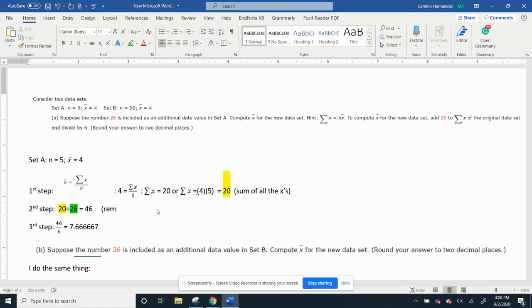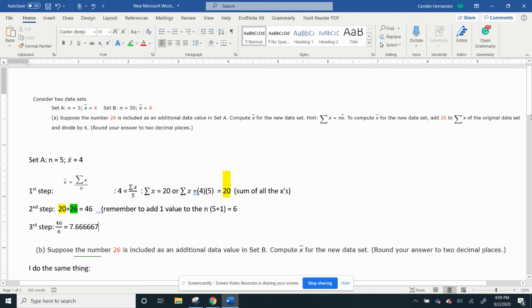Remember to add one value to the sample size. So 5 plus 1 equals 6. Remember, my sample size up here is 5, and I'm adding that value, which is 26, which is one value, gives me 6. So 46 divided by 6 gives me 7.666.